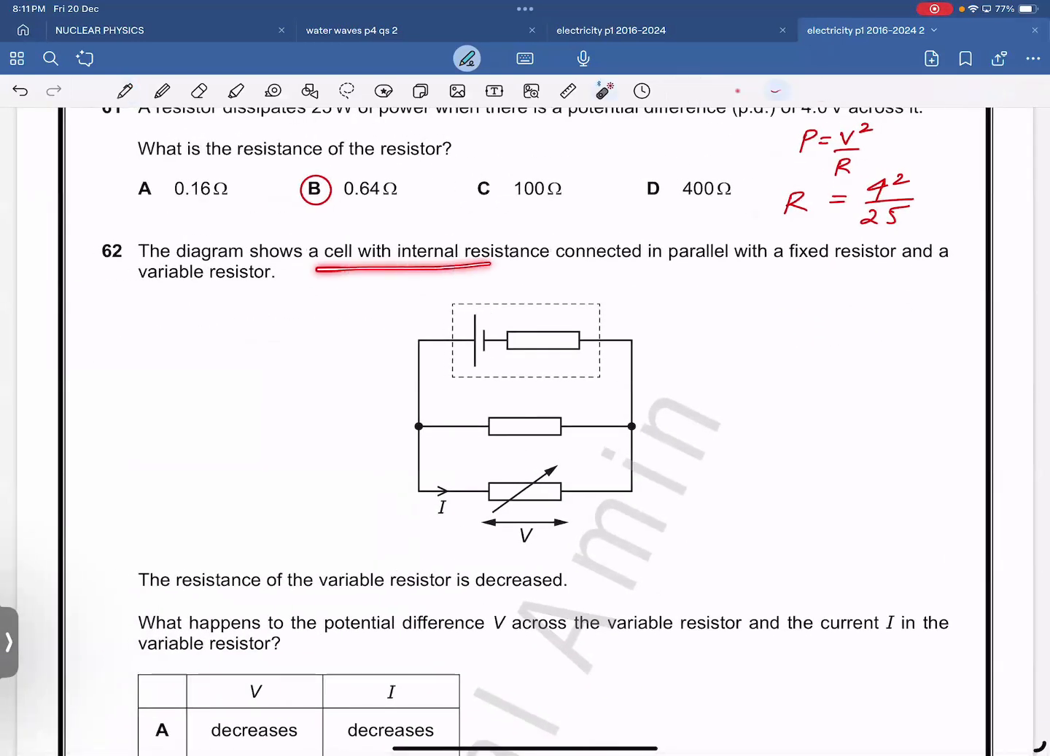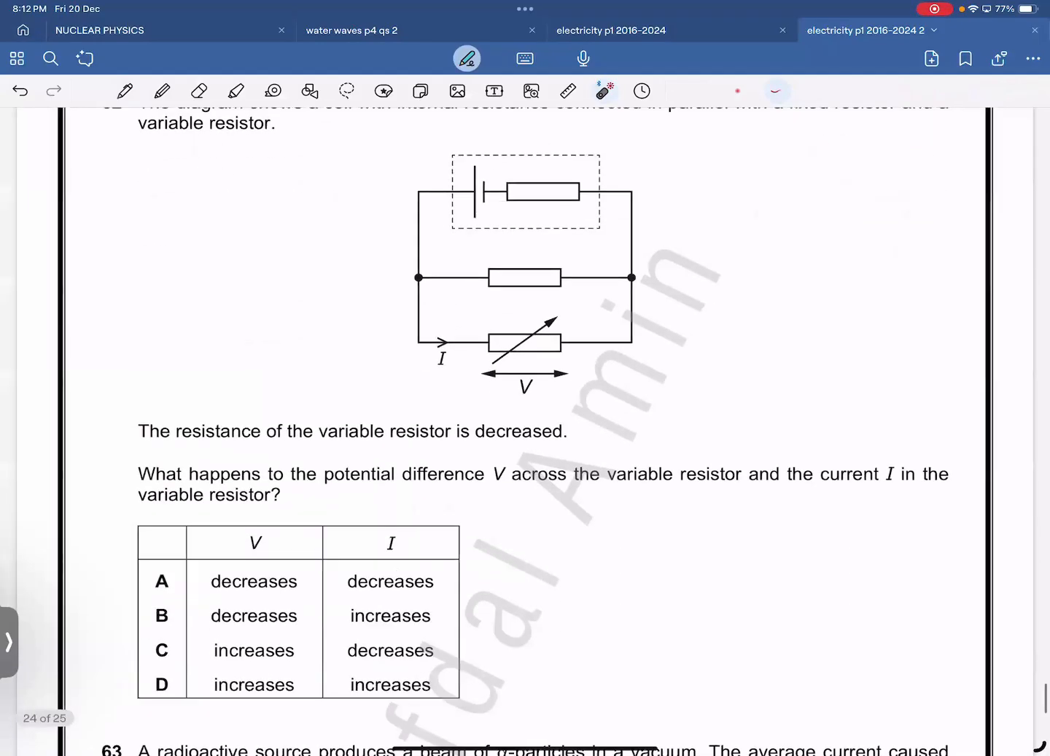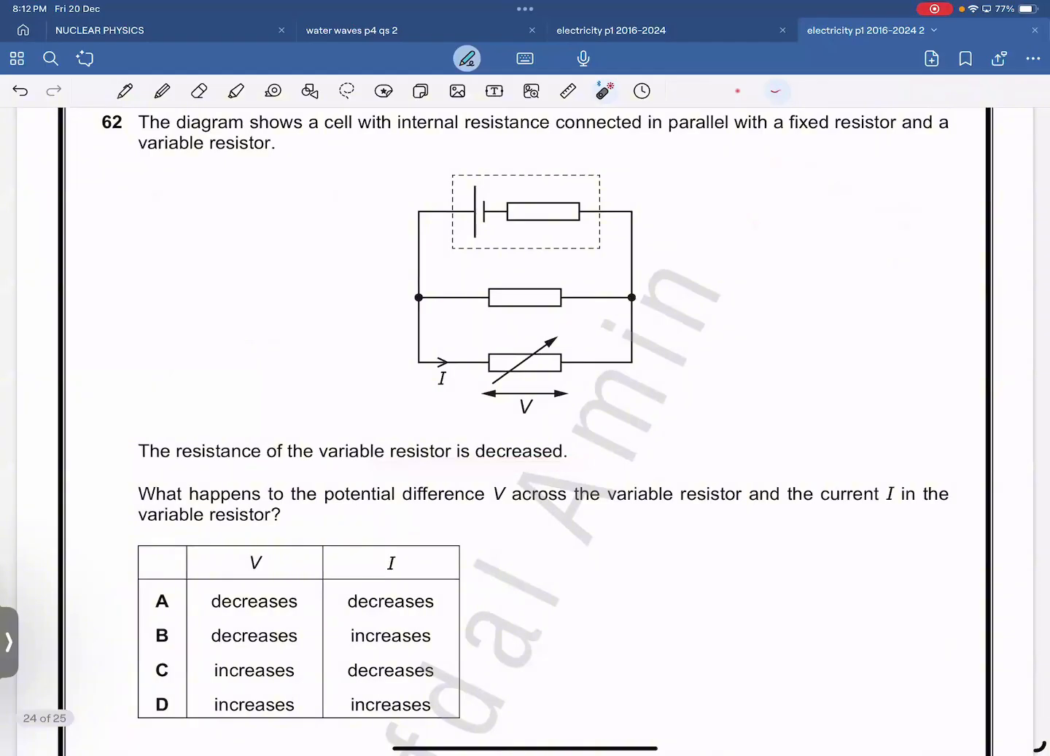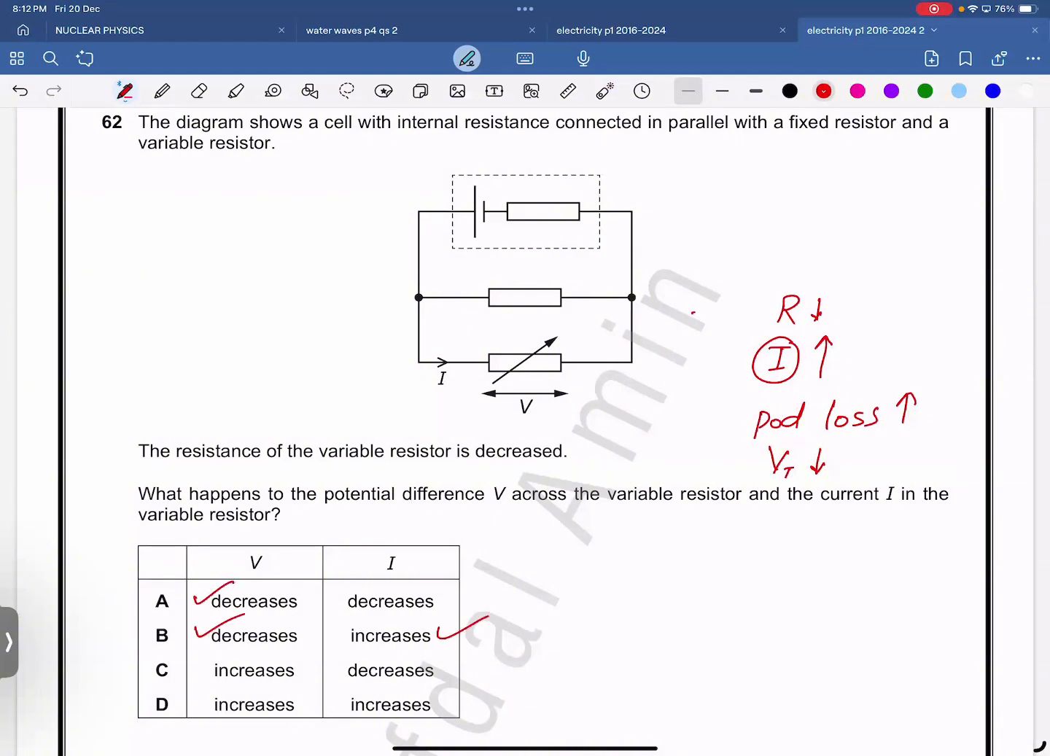Question number 62. A diagram shows a cell with internal resistance connected parallel to the fixed resistor. The resistance of variable resistor is decreased. It's quite similar. Whenever any resistor of a circuit is decreased, the total resistance of circuit will decrease. Current in the circuit will increase. PD loss will increase. So terminal voltage will decrease. Less resistance, more current, more PD loss, less terminal voltage. It's a sequence. Right or wrong?